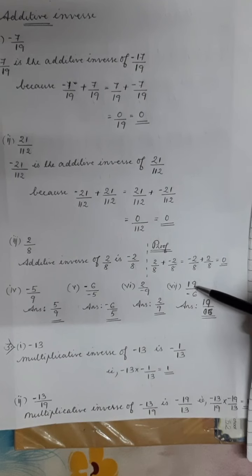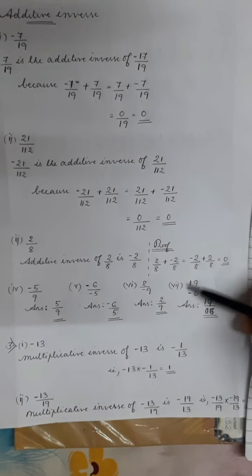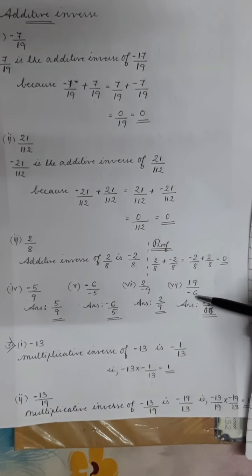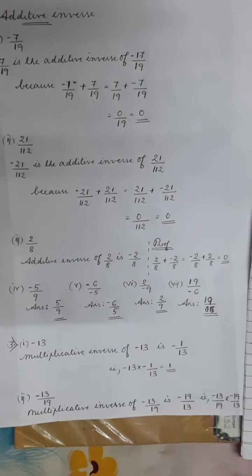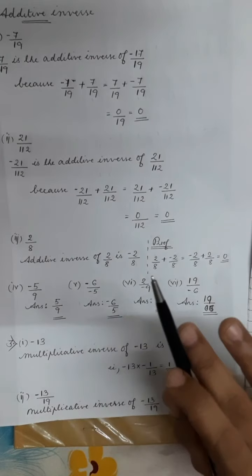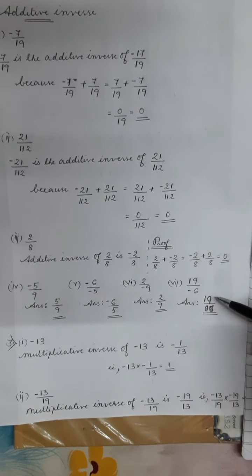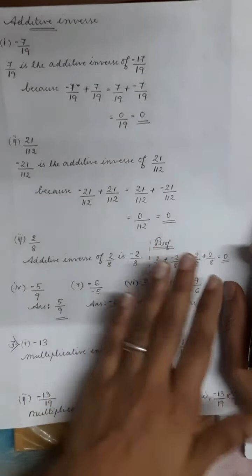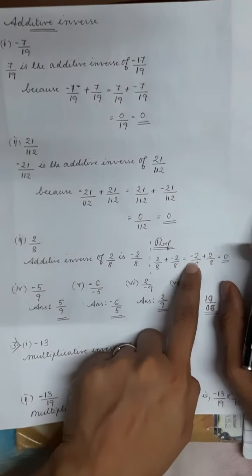And next question, 19 by minus 6. Here also 19 by minus 6 means the minus is common for this term, 19 by 6. So the additive inverse will be 19 by 6. And you need to prove this one also. How? Minus 19 by 6 plus 19 by 6 equals 19 by 6 plus minus 19 by 6, which is equal to 0. Okay, additive inverse. Always write the additive inverse of that particular number and give the proof also.